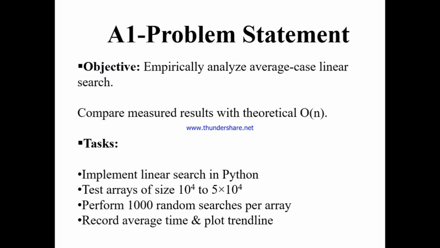Linear search. Let's begin with Part A, the empirical study of linear search. The main objective was to test the average case performance of linear search and see how closely it follows the theoretical complexity of O(N). To achieve this, we implemented linear search in Python, used arrays of size ranging from 10^4 to 5 × 10^4, performed 1000 random searches for each array size, recorded the average time for each case and compared it to theory. So essentially, the problem was, does practice match theory?